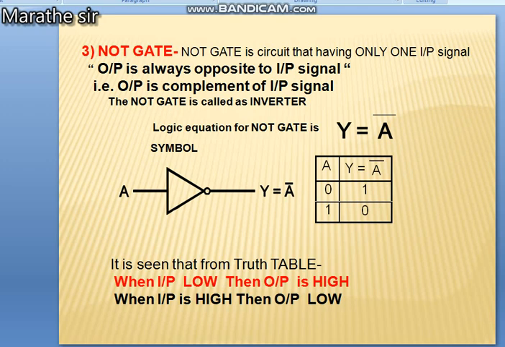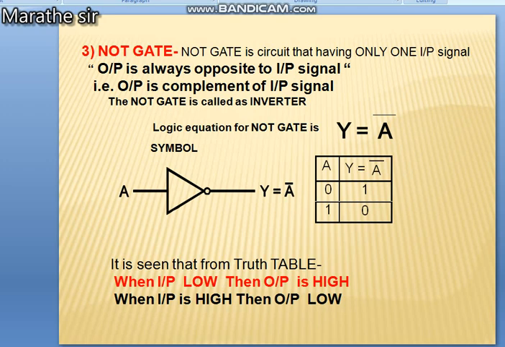Now the third type of gate is shown here. That gate is called a NOT gate. It is also called an inverter circuit. NOT gate is different from the AND gate and OR gate. Why is it different? The NOT gate circuit has only one input signal. Its output is always opposite to its input signal. That is the logical statement of NOT gate: output is always opposite to the input signal, that is, the output is a complement of the input signal.